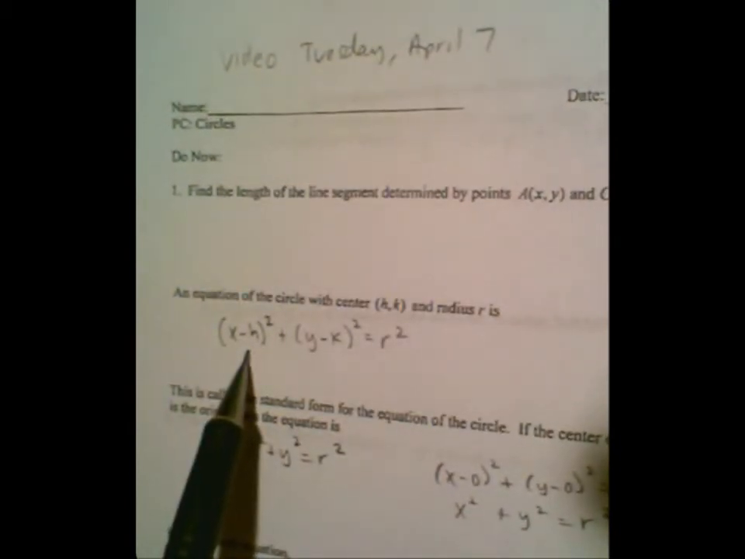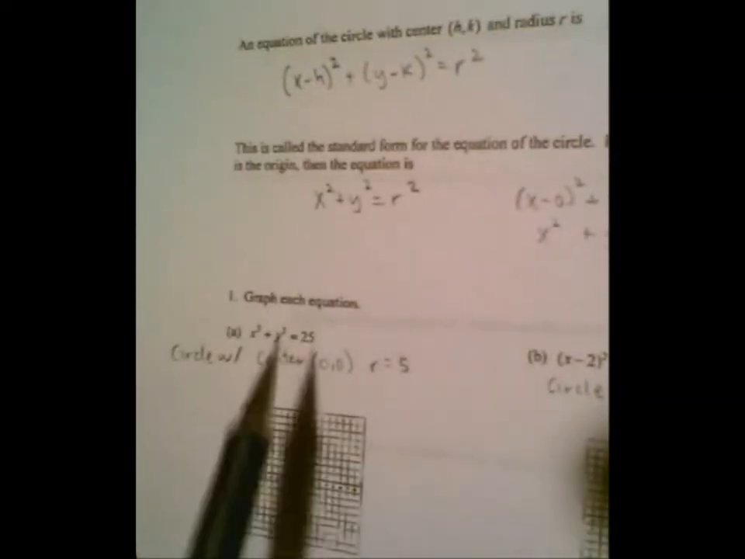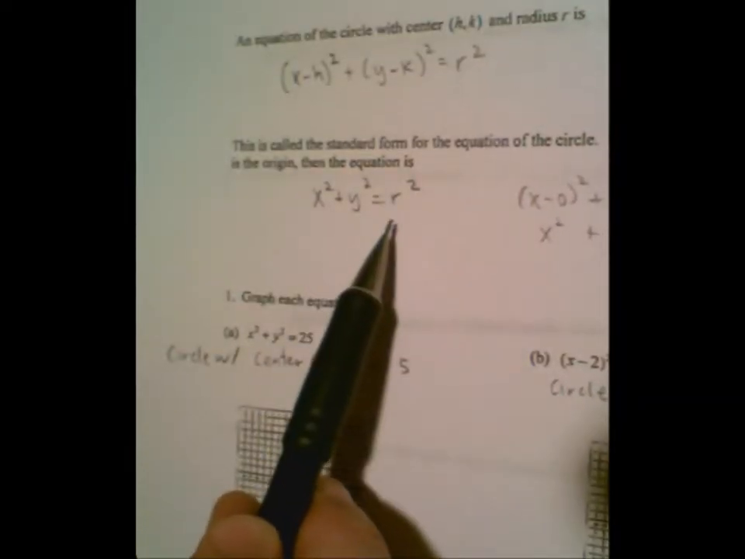X minus h squared plus y minus k squared equals r squared is a circle with center (h, k) and radius r. If the center is the origin, then it's just x squared plus y squared equals r squared. So now, turn the page. The first one we're doing together is number 4.